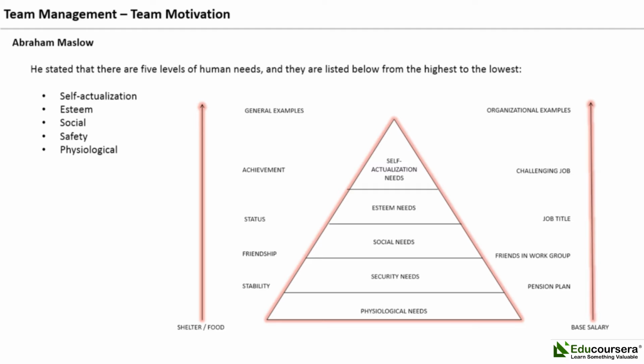Similarly, the organizational examples for physiological needs are base salary. Security needs are pension plan. Social needs are friends in work group. Esteem needs are job title and self-actualization needs are challenging jobs.